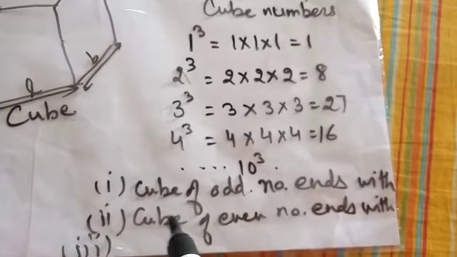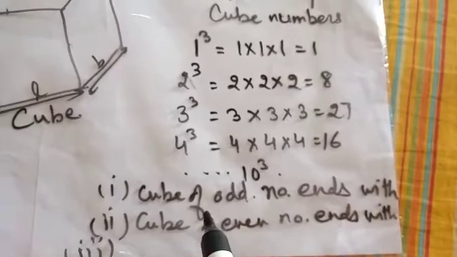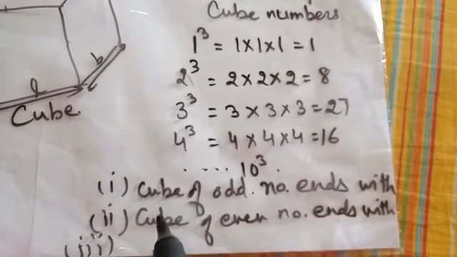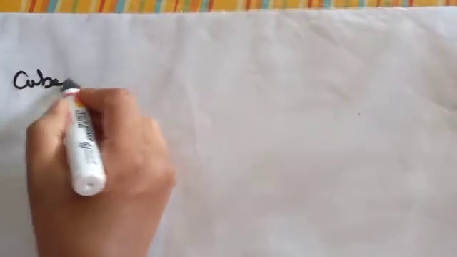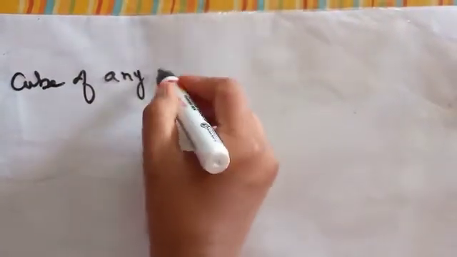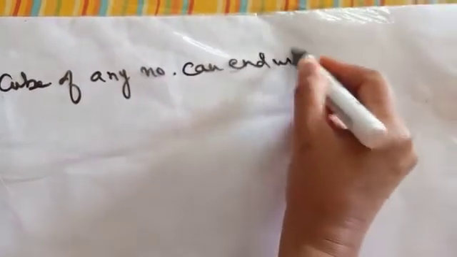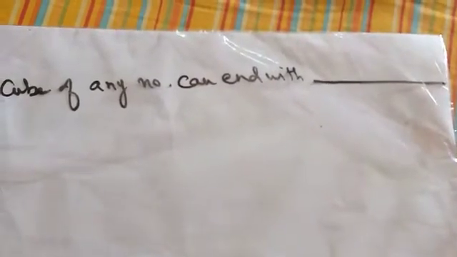Like, can a cube end with 0? Can a cube end with 1? So you have to find out for me whether there is any digit which never comes at the end for the cube of any number. So the question is, the cube of any number can end with, and you will write down all the digits with a comma. Keep pausing the video and write down the answers which I am asking in the notebook.